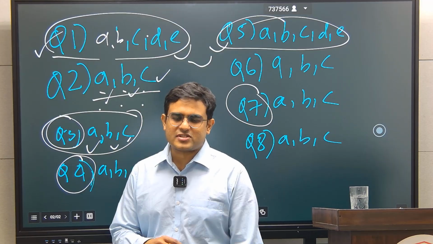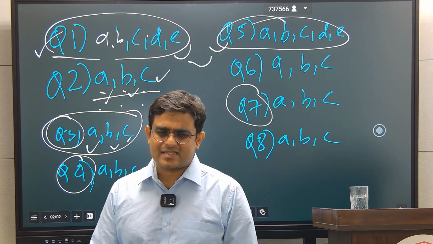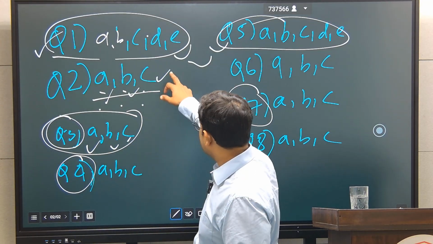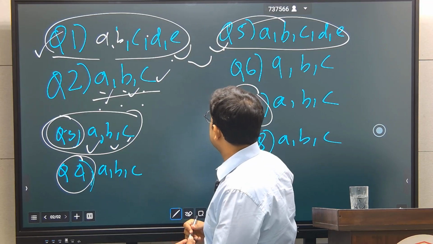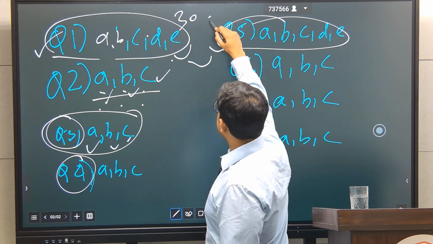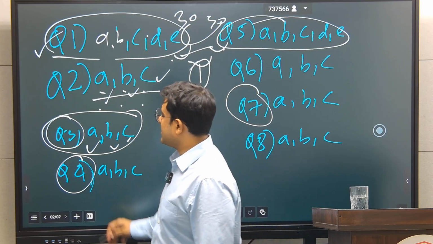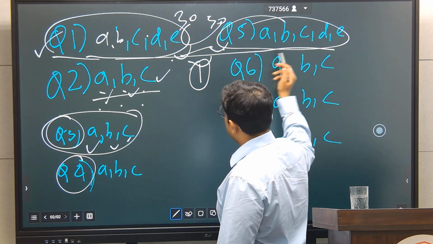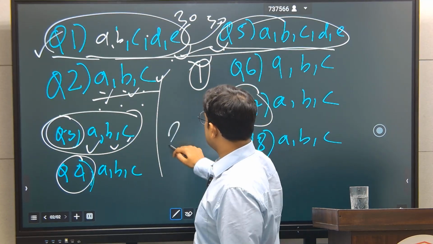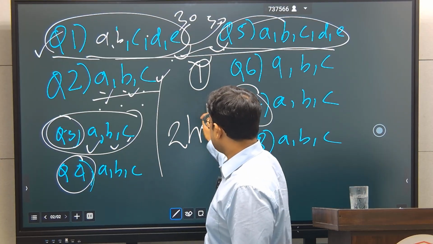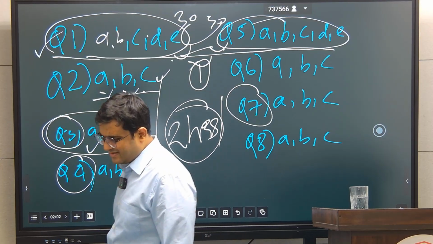And yes, of course, the time management is as such. Question 1 and question 5, 30 minutes each. That is, this will take 1 hour. This is ideal time management. Both should be done within 1 hour, and the optional questions in 2 hours. This is the ideal strategy.